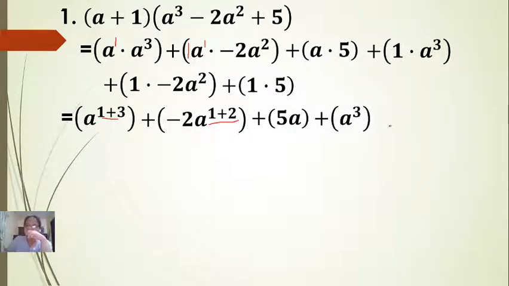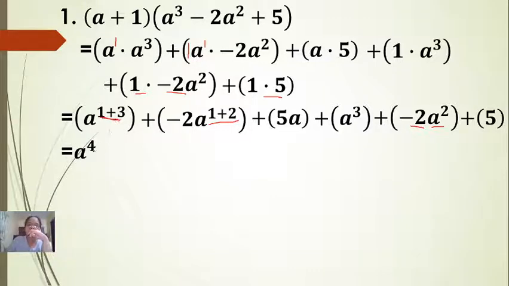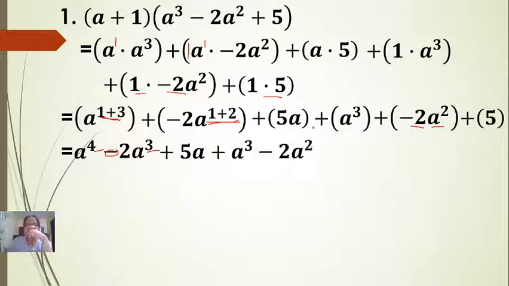1 times a cubed is a cubed. Any expression multiplied by 1 is equal to the expression itself. Plus, that's 1 times negative 2, which will give us negative 2 in here. Copy a squared. 1 times 5 will give us 5. So let's simplify further. Add the exponents, that will give us 4. And then add the exponents, that will give us 3 in here. A positive times a negative expression is equal to negative, that's why it's minus in here. Plus 5a plus a cubed minus 2a squared plus 5.